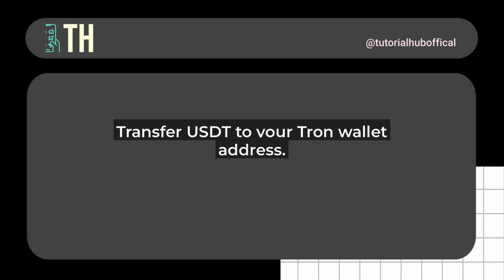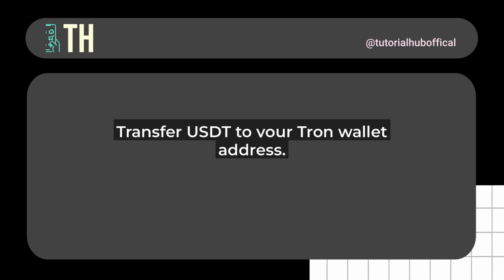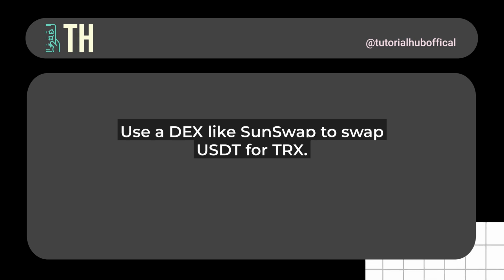Next, head to a decentralized exchange, DEX, on Tron, such as SunSwap or JustSwap. These platforms let you swap assets directly. Connect your wallet, select USDT as the token to swap from, and choose TRX as the token to receive. Enter the amount, review the exchange rate and fees, which are usually low on Tron, and confirm the transaction.